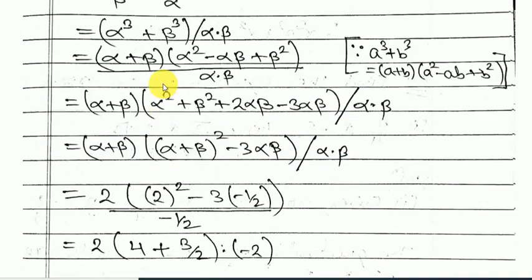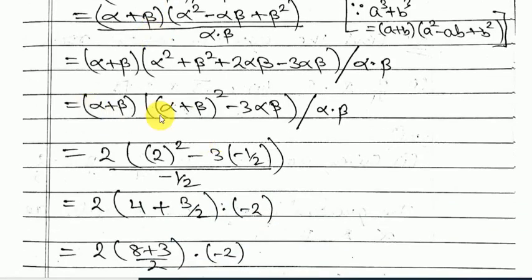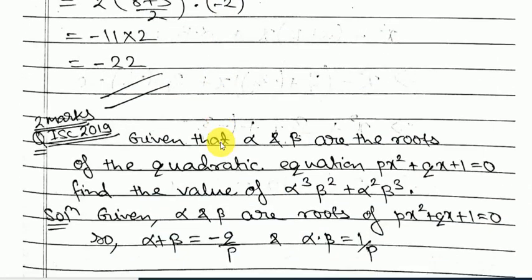Now you see that you had started with this, and now you have been able to write it in this form, where you can see you have got alpha plus beta and alpha into beta. So you have been able to express it in this form. Now you put those values and you get the answer. Done.